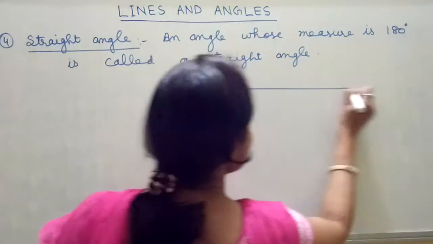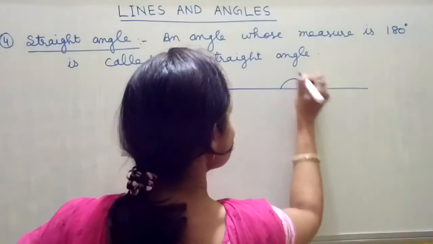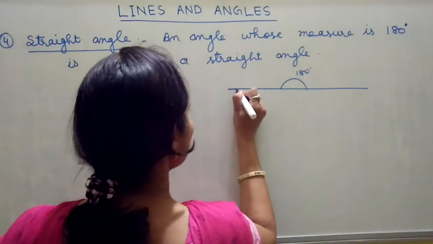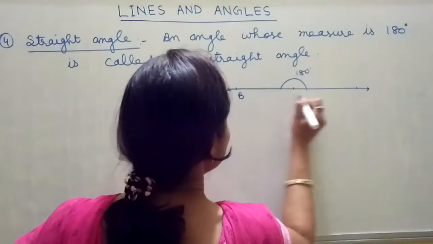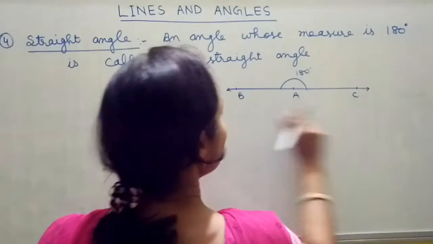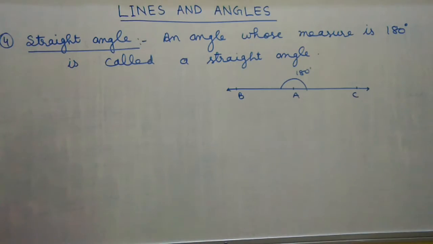For example, this is an angle and this whole is 180 degrees. This is point A, this is point B, and this is point C. This angle BAC is 180 degrees. This is known as a straight angle.